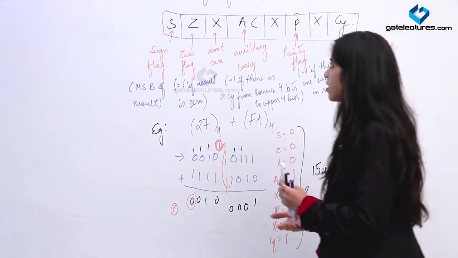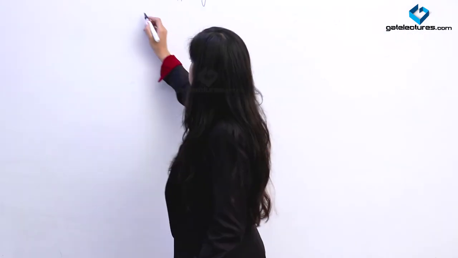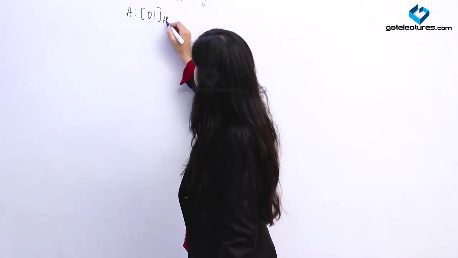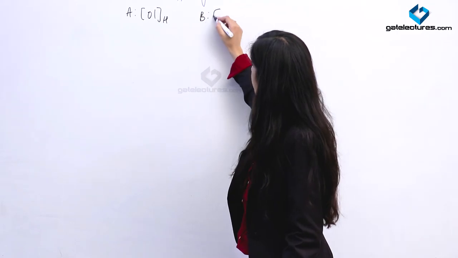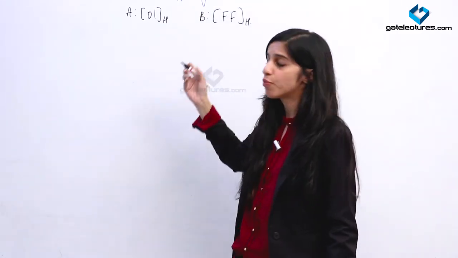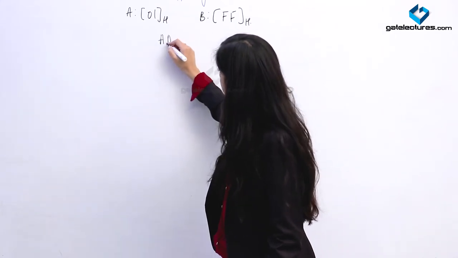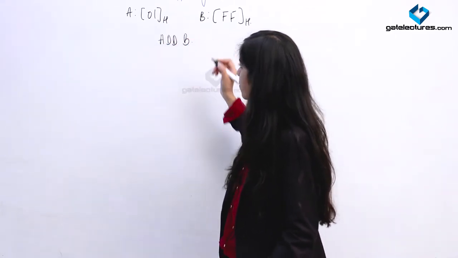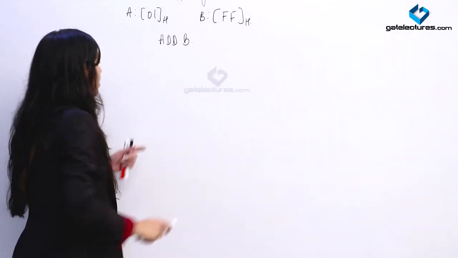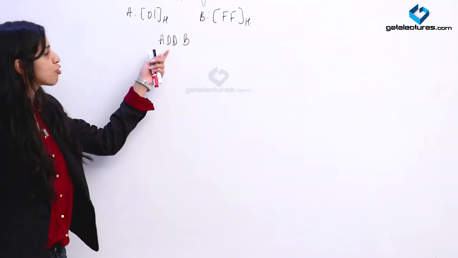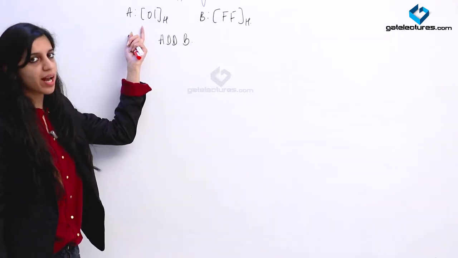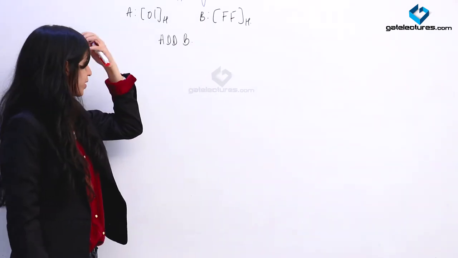We're going to take another example for this. Suppose the A register is holding a value 01 and register B is holding a value FF. And we perform an instruction, we are giving the instruction ADD B. Now first of all, let us look at what this instruction does. The function of this instruction is to add the contents of B to the contents of the accumulator, and the result is going to be stored in the accumulator itself.